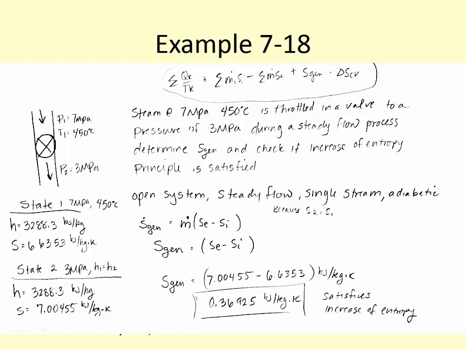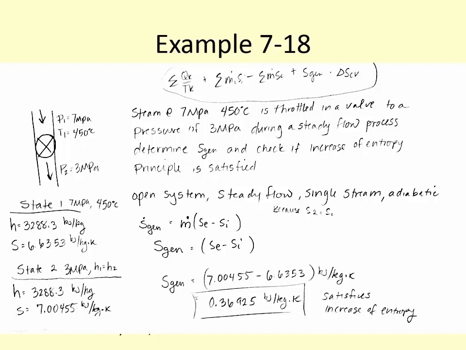So we want to solve for this S dot gen, and see S dot gen over m dot, because we don't know the mass flow rate, but we know that it's equal. So this is going to be equal to lowercase s gen, which is just equal to s out minus s in, or in this case s2 minus s1. So we have 7.00455 minus 6.6353 kilojoules per kilogram Kelvin, which gives us 0.36925 kilojoules per kilogram Kelvin.